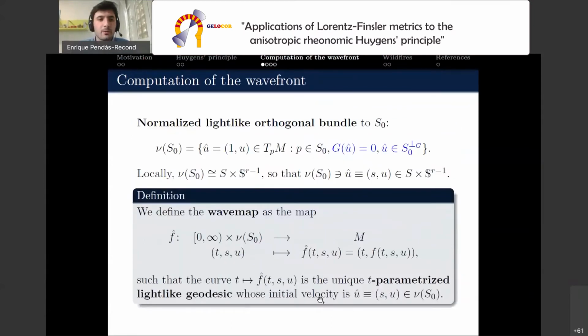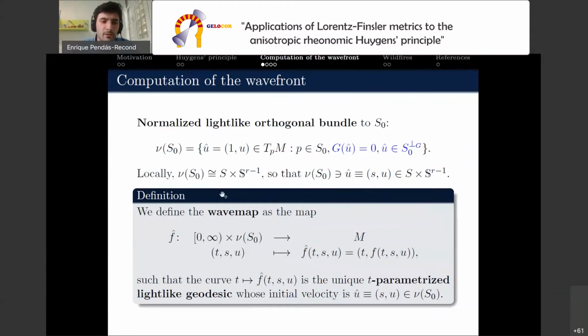But first, we need a way to parameterize all of them. So consider now the normalized light-like orthogonal bundle to S_0, which is composed of all the vectors of this form, which are light-like and orthogonal to S_0. It can be proven that locally this is diffeomorphic to S_0 cross the sphere of dimension r-1. Remember that r is the codimension of S_0 in N. So each vector here can be expressed as a point in S_0 and a direction in the sphere.